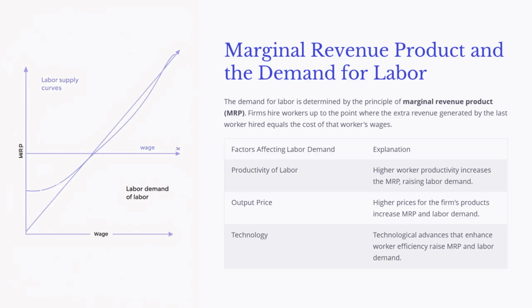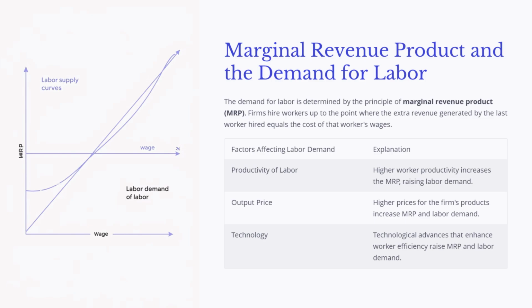And the demand for labor is determined by the principle of marginal revenue product, or MRP. Firms hire workers up to the point where the extra revenue generated by the last worker equals the cost of that worker's wages. There are several key factors that affect labor demand.